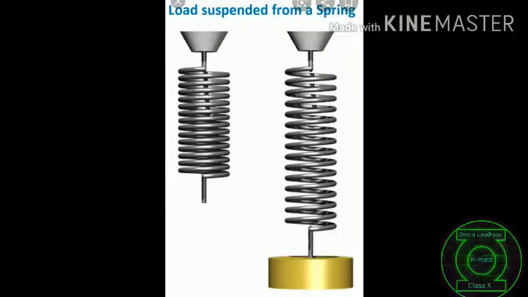Moving on to the next example of natural and free vibrations: a load suspended from a spring. When stretched or compressed and then released, it starts vibrating with its natural frequency. Its frequency is determined by the stiffness, or force constant k, of the spring and the mass m of the load, that is f equals 1 by 2 pi under root k by m. In this case, frequency is inversely proportional to the square root of mass. So as the mass varies, the frequency also varies. The frequency will be different for the same load on different springs, and it will be different for different loads on the same spring.